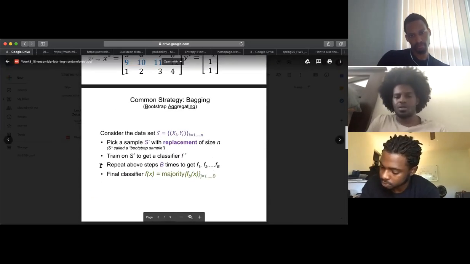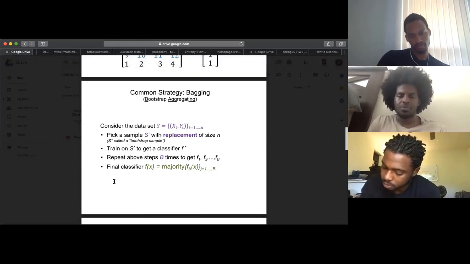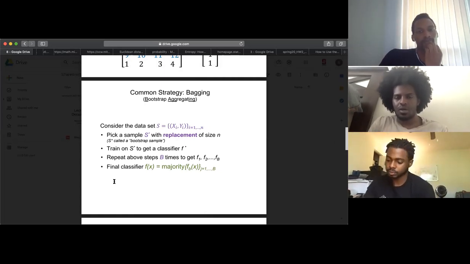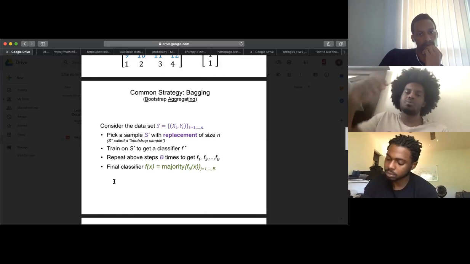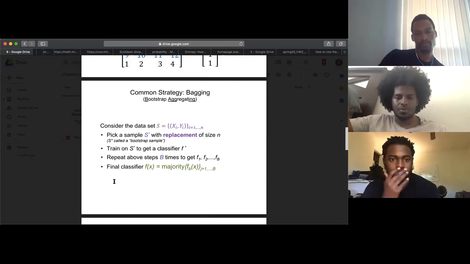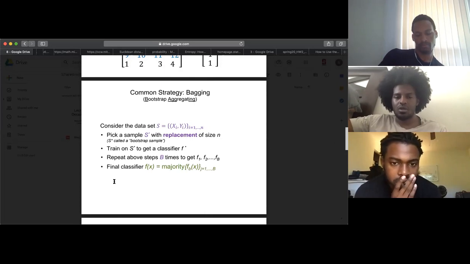Yeah, so here it is in pseudocode. It's saying consider the sample set S that is X of i and Y of i. So you're going to pick a sample S star with replacement of size N. So that's the bootstrap sample. So you can determine how many of the values you want to replace from the original set to create a new set. You're going to train on S star to get a classifier F star. And then you'll repeat it B number of times.